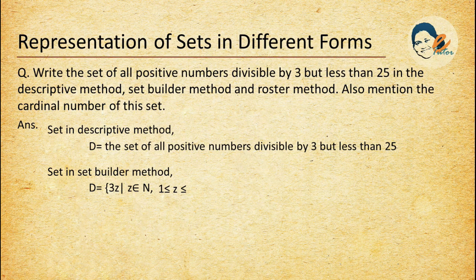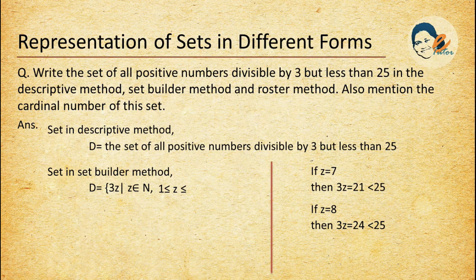Okay? So let's find the upper limit of z. If z equals 7, then 3z equals 3 into 7, that is 21. That is less than 25. Now try again. If z equals 8, then 3z equals 3 into 8, that is 24. That is again less than 25. Okay. Now up to this we are within the range.